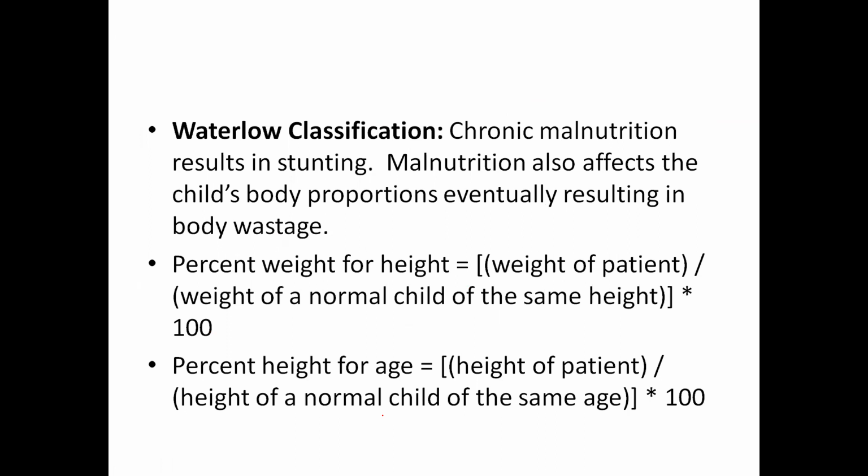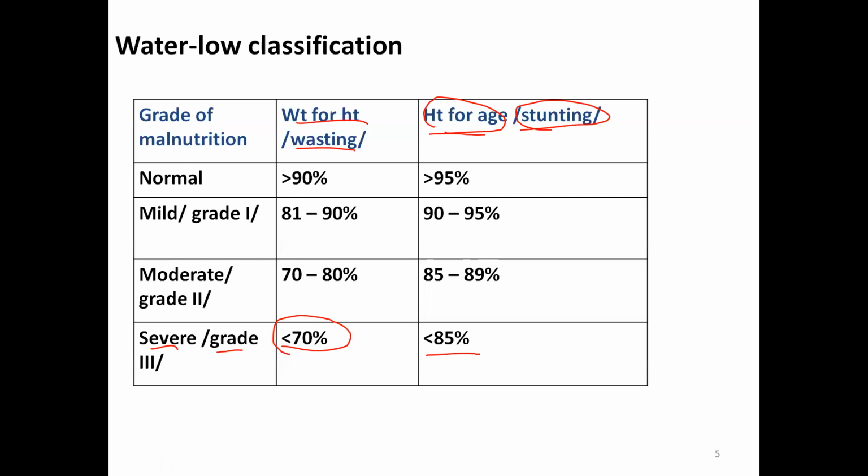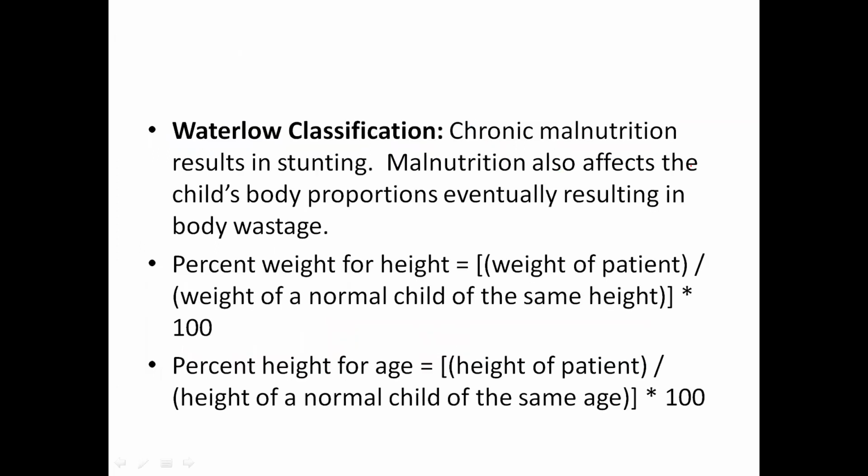By the way, if you find stunting, it tells us about chronic malnutrition. As you know, one of the classifications of malnutrition is acute or chronic malnutrition. Wasting tells us about acute malnutrition, and if you find stunting, it is chronic malnutrition.